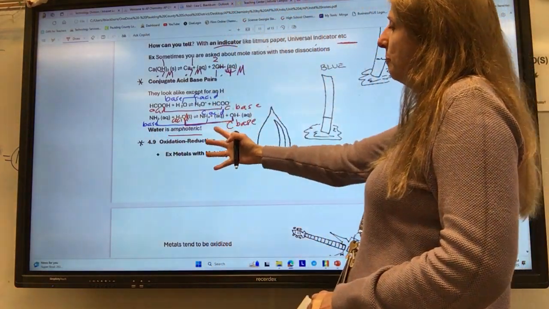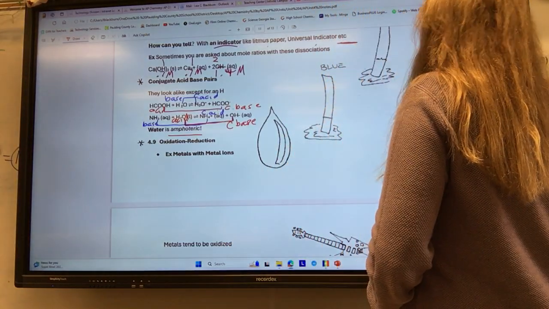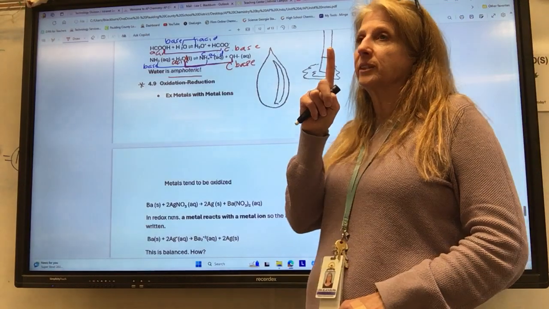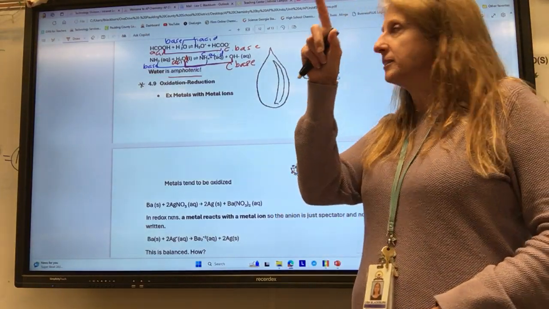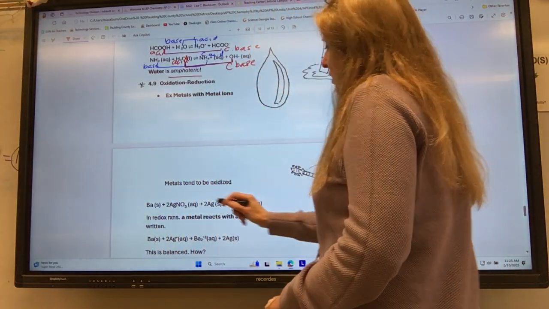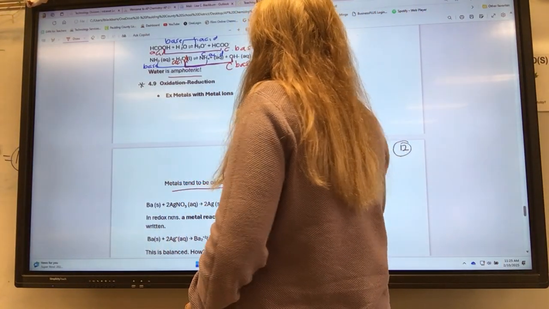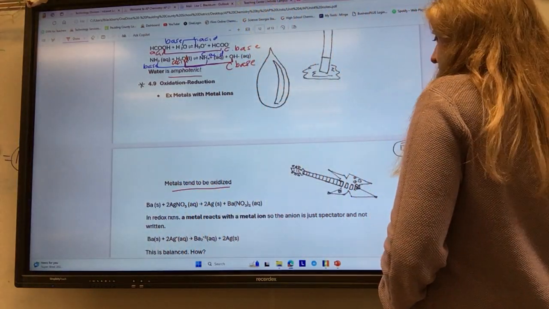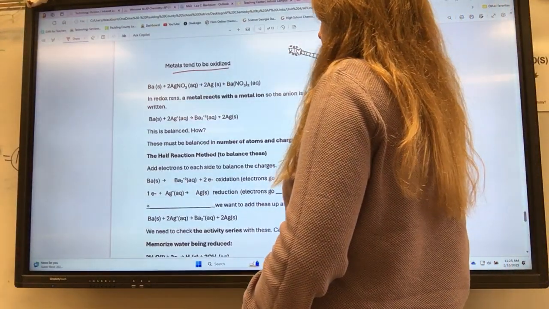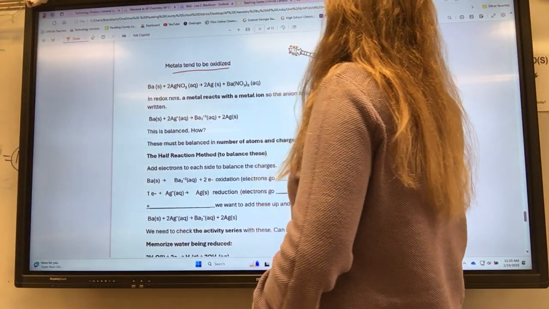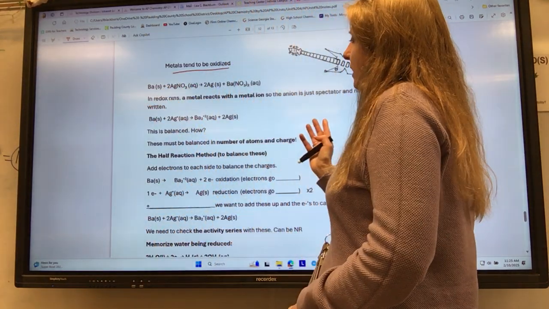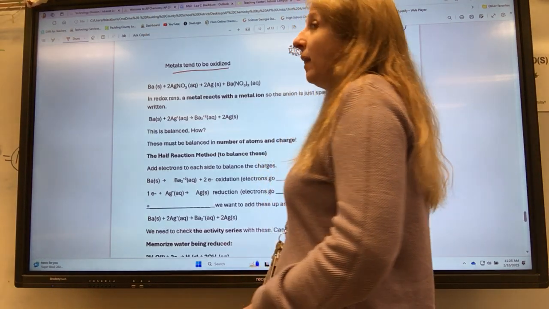Now, here is back to our new idea, redox reactions. Our two new ideas are redox reactions and oxidation states. Okay, so metals with metal ions, you ought to remember that metals tend to be oxidized. That's just handy to know. So here is a redox reaction, and we're going to look at it, and we're going to figure out what are the spectator ions, and we're going to learn how to balance them.